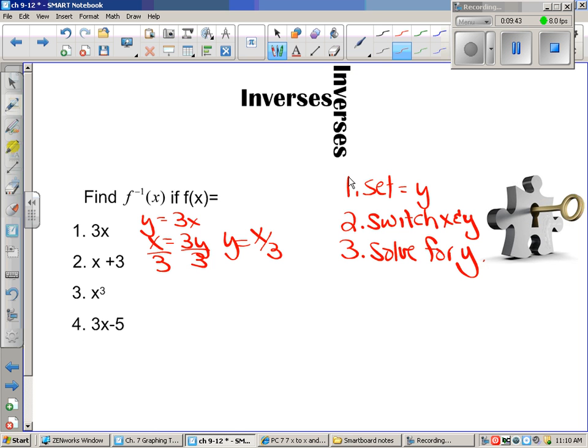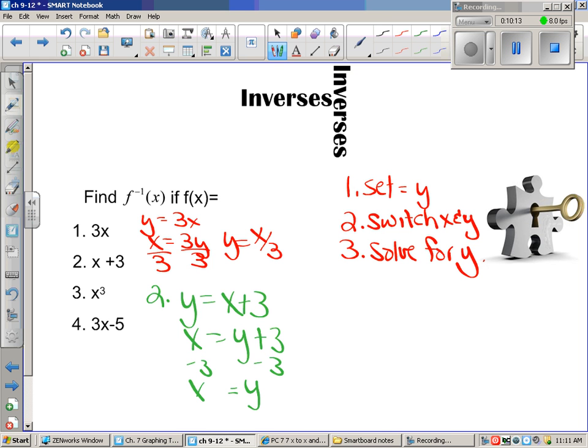So the next one, what's the first thing that I'm going to do? Desi? Set it equal to y. Number 2, y equals x plus 3. Then what am I going to do, Rebecca Hunt? Switch the x and the y around. And then I've got to do what, Danielle? And how do I do that? Perfect. Subtract the 3. And so I get y equals x minus 3.